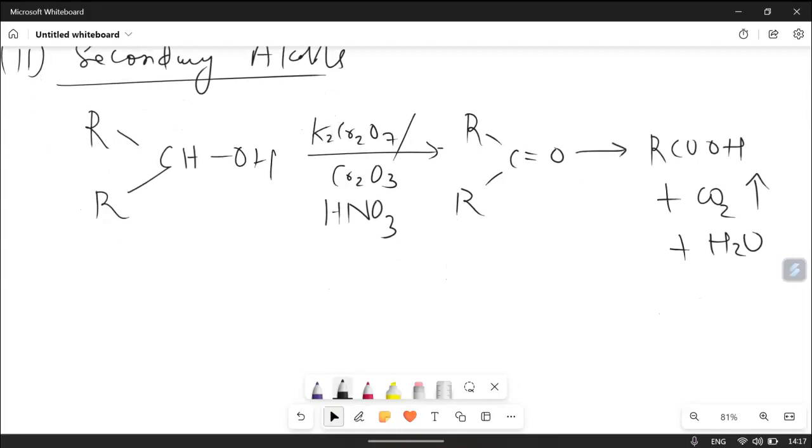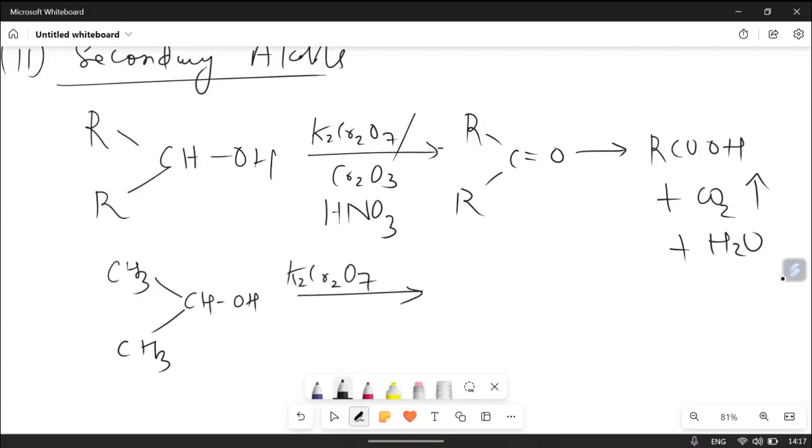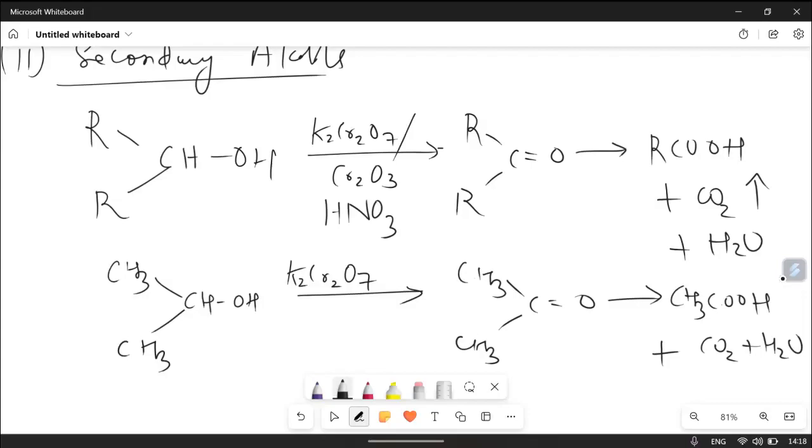So you can write down the example. Suppose you have CH3CHOHCH3 treated with K2Cr2O7. It will form CH3COCH3, and further oxidation gives CH3COOH plus CO2 plus H2O. So this is the reaction.